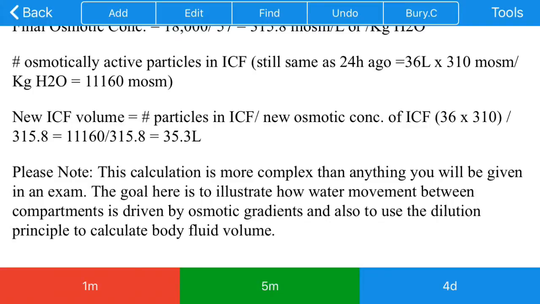And so you're just going to divide 310 by 315. Let's see, 36 times 310 divided by 315, and then you can multiply it.